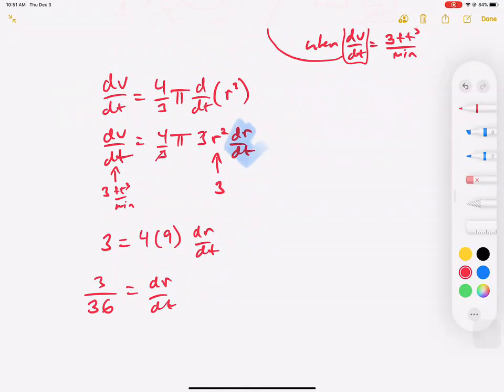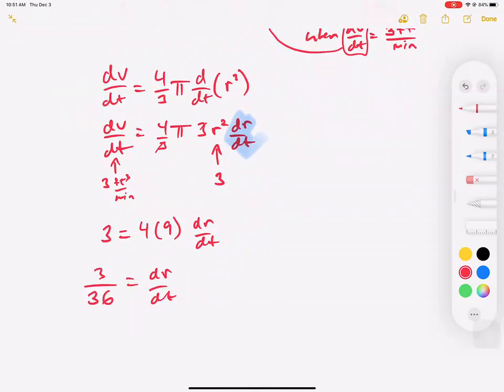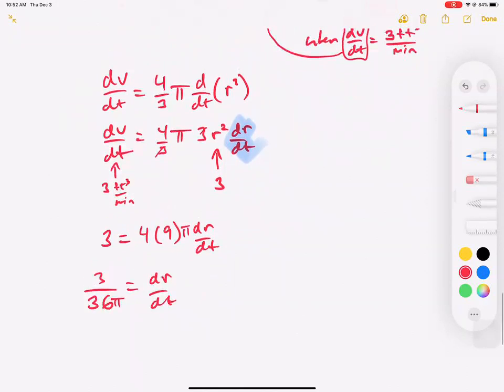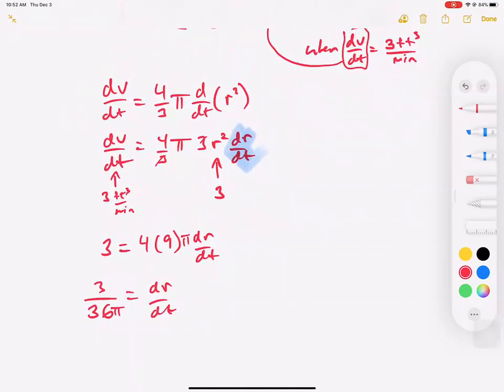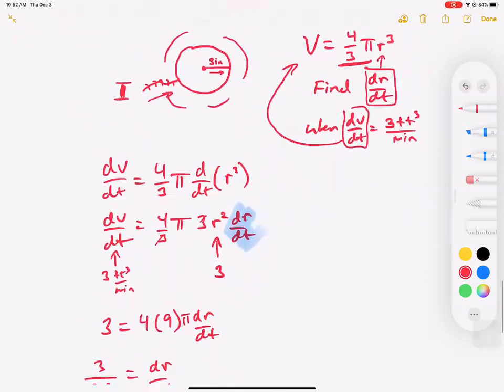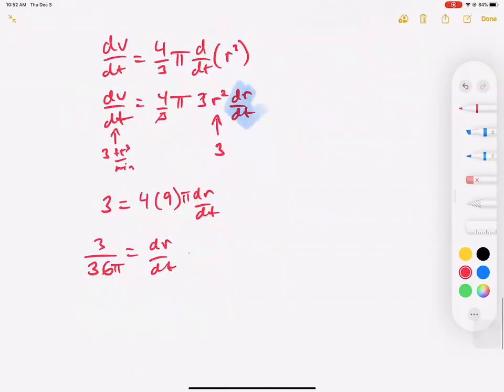Does that seem like a lot? Well, sorry, is it 36? Yes, I forgot the pi. Thank you. So does it seem like the radius is changing that much? It's not. Because remember, this is not per second, this is per minute. So 3 cubic feet of air isn't that much. Compared to the 3 inches, that's not a big deal, and over a minute, it's not increasing that much. This is probably going to be something like inches per minute. We can simplify that, right? 1 over 12 pi inches per minute.